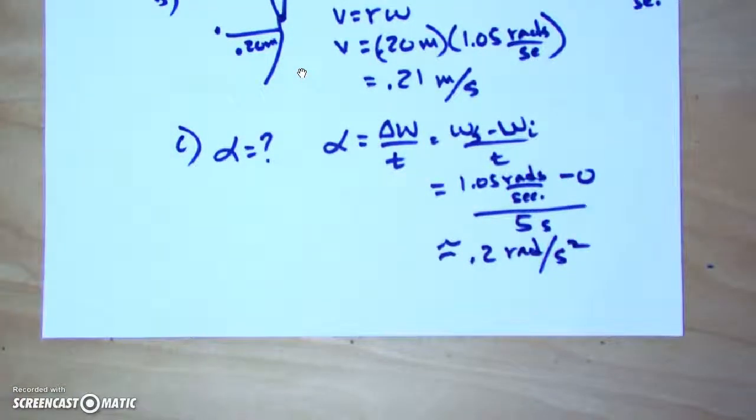Cool. So every linear thing we did has a corresponding rotational thing that goes with it. And rotation is big. It's important in your everyday life. The wheels on the bus go round and round.